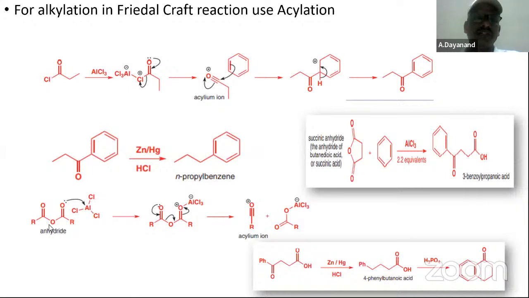Not only this, we can also use acetic anhydride. Here, chlorine is the leaving group in acyl chloride, while in acetic anhydride the acetyl group is the leaving group. We can easily convert them. For example, here we are preparing 4-phenyl butanoic acid. In the presence of acid, it undergoes cyclization, with H3PO4, and annulation is taking place.